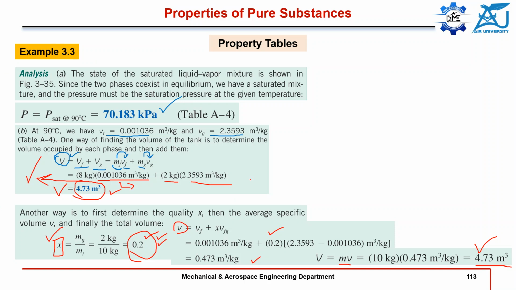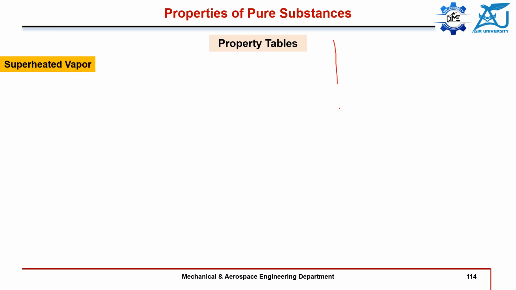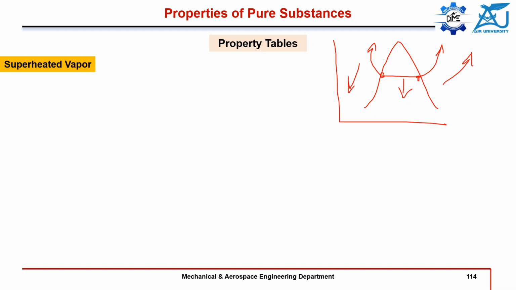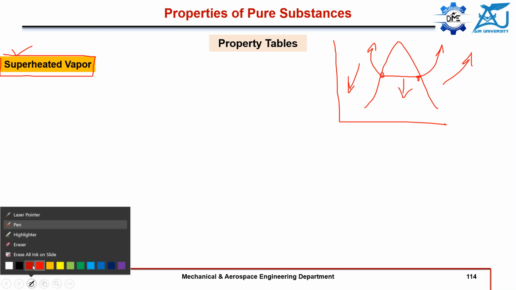Okay, so up till now we have discussed saturated liquid, saturated vapor, and today we have also discussed the saturated vapor-liquid mixture. Now we shall discuss the two other extremes, that is compressed or subcooled liquid and the superheated vapor. How can we determine the properties of the fluid when we are in these two regimes? First of all, let's discuss superheated vapor.